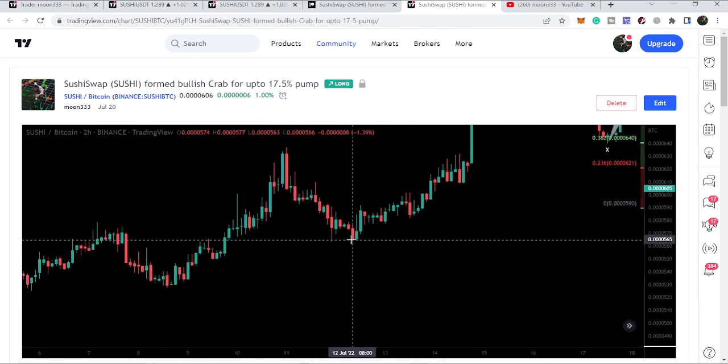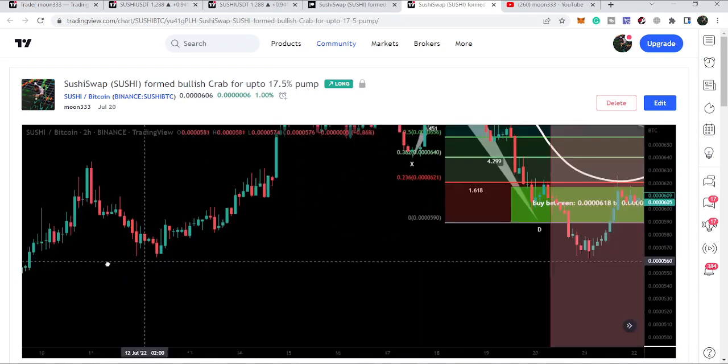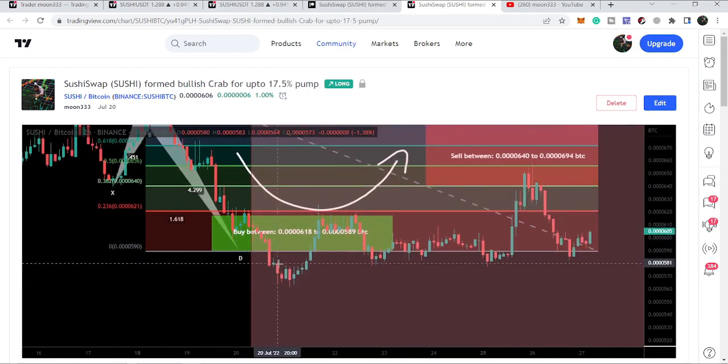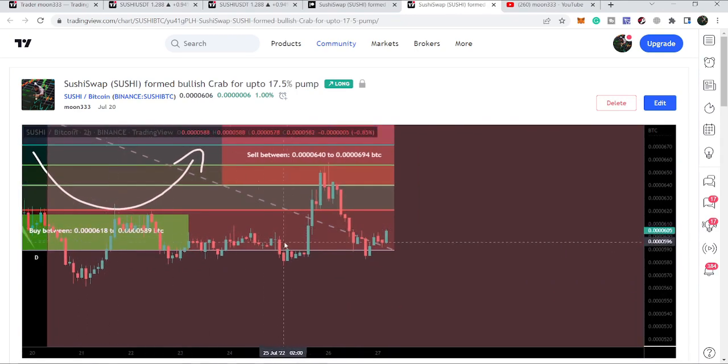We formed a double bottom here, and previously it was breaking as a resistance. So it moved slightly down, tested this support, and it covered back, and after some sideways move it pumped well and hit the sell target.